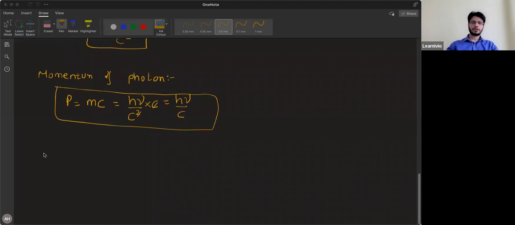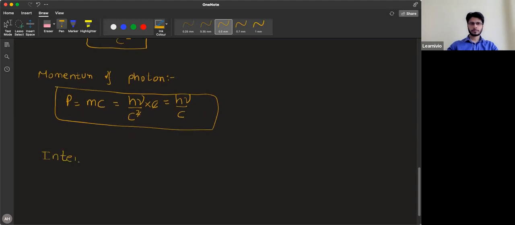Okay, after this, there's one more term which is intensity. Basically, there are two terms: one is power and another is intensity. You should note both of them. So the next term is power. See, power is energy by time. It's energy per unit time.